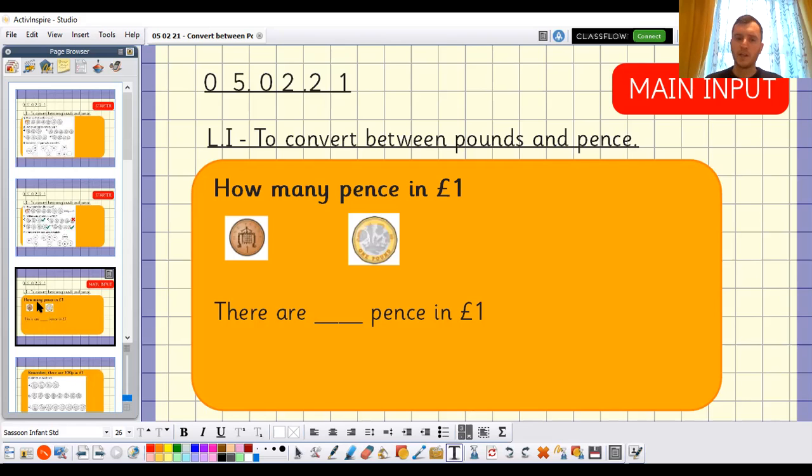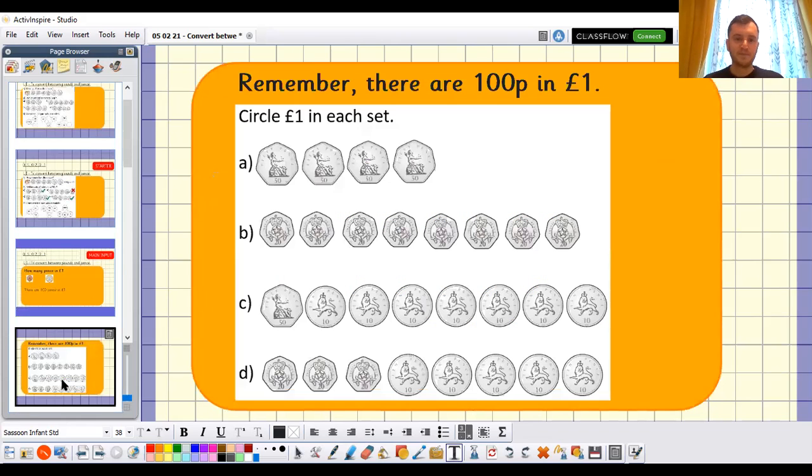Now, like I said, we have touched upon this throughout the week, particularly in the last lesson. How many pence are there in £1? Can you fill in my speaking frame? There are blank pence in £1. Well done if you said there are 100 pence in £1. There are 100 pence in £1, so 100 pence is £1, or £1 is the same as 100 pence.